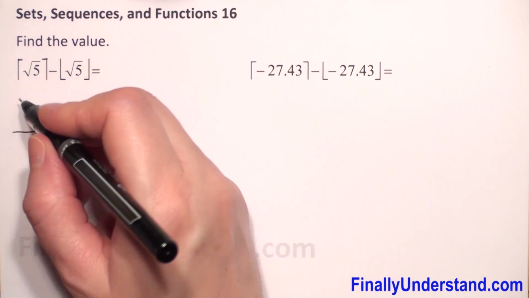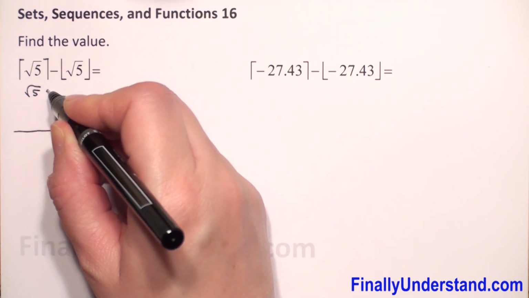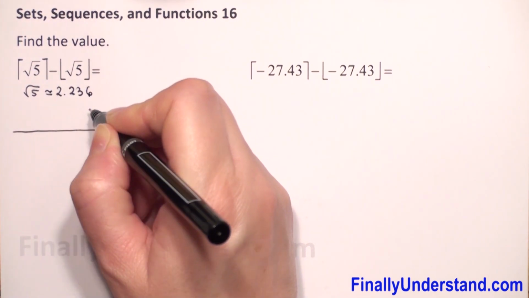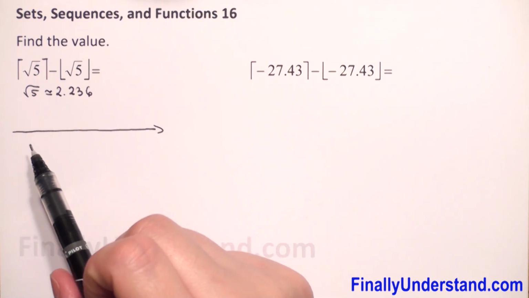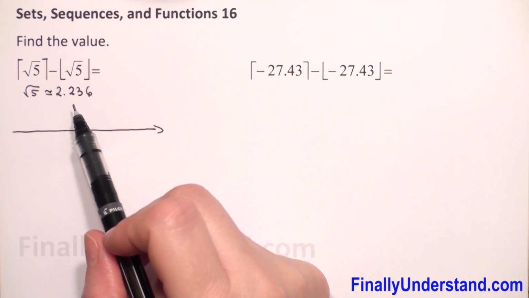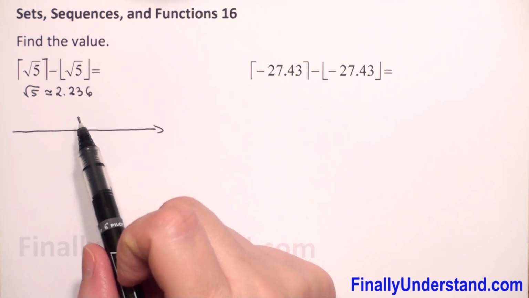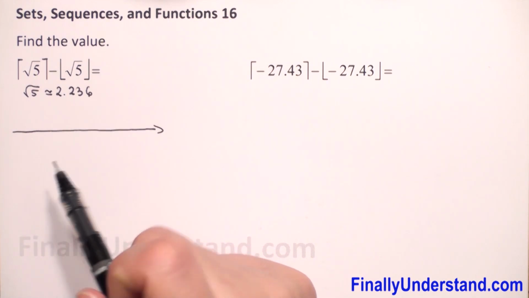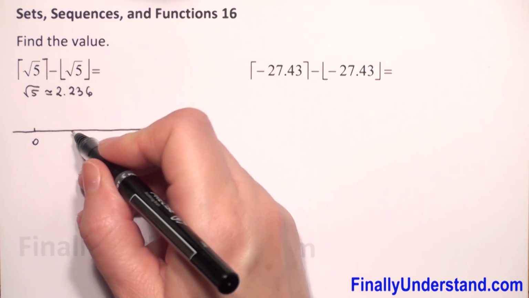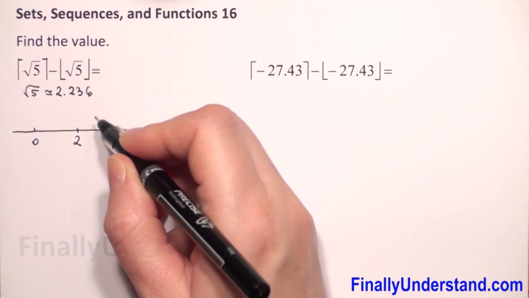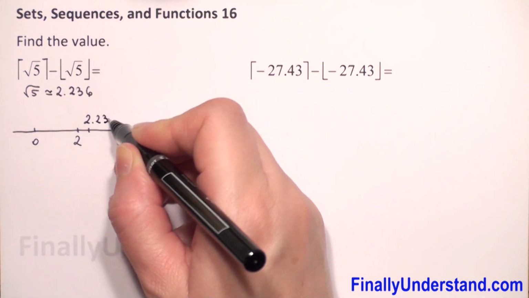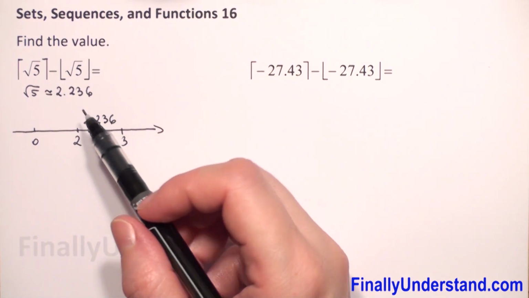We have square root of 5. Square root of 5 is approximately equal to 2.236. We can write it, so this number is not an integer, because an integer is a whole number including 0 and negative values. So this number is between 2 and 3. Let me put 2, 3. This number is closer to 2. We have 2.236.